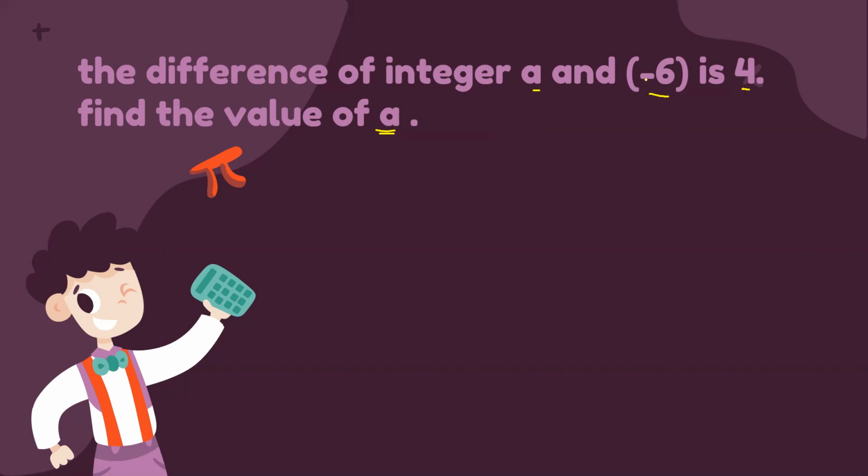So the difference of integer a and this. When you subtract these two, you get 4. So you have to find the value of it. You first make the statement that a minus 6 is 4. Okay, this is the difference. What is the difference? Minus 6 is one number and the other number is a.